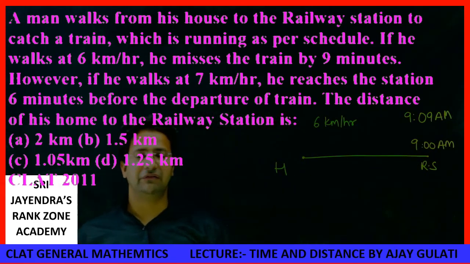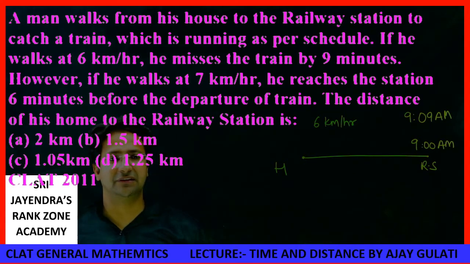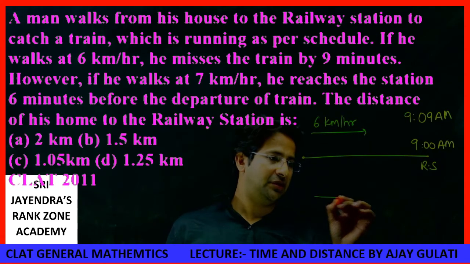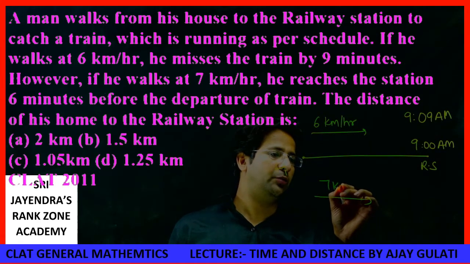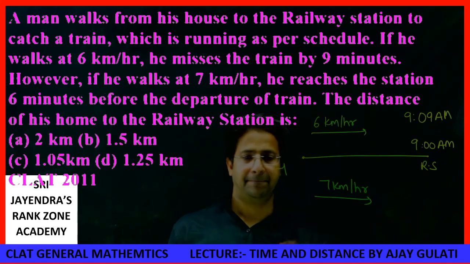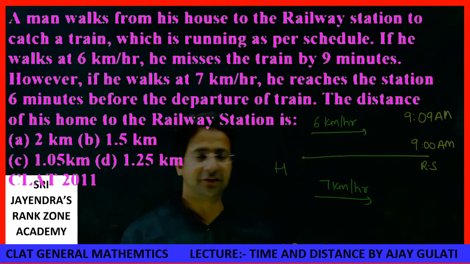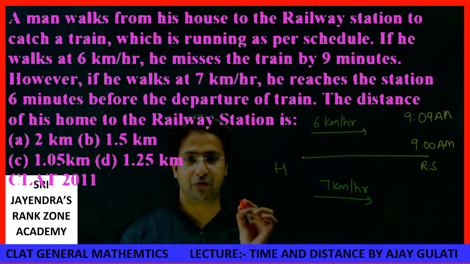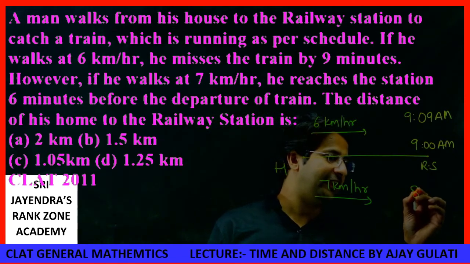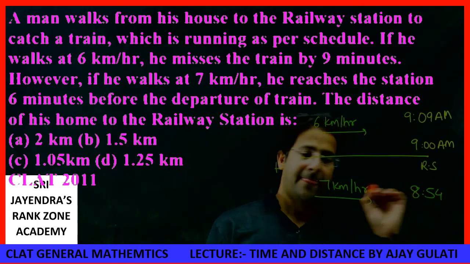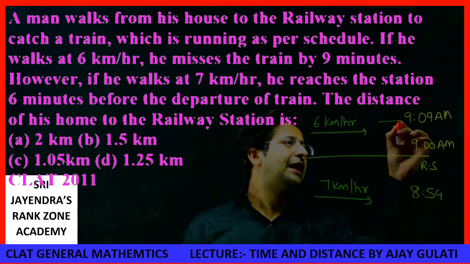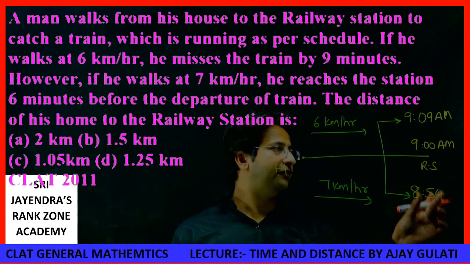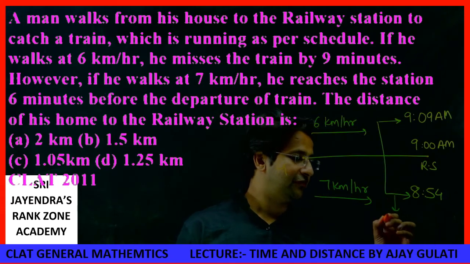Next, if he walks at 7 km per hour, he reaches the station 6 minutes early. Now if he moves at 7 km per hour, he reaches at what time? He reaches 6 minutes before the departure of the train. That is, he reaches 8:54 a.m. Can I figure out the difference in these two times? From 8:54 to 9:09, it means 15 minutes.